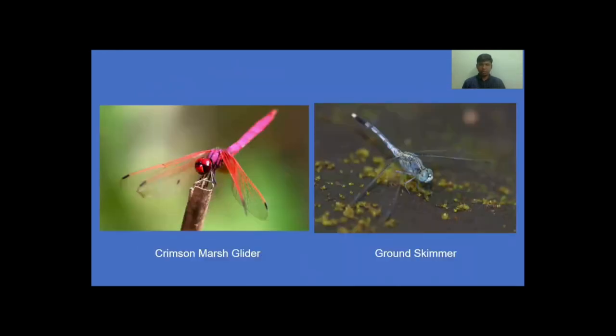Again, two other common dragonflies, crimson marsh glider and ground skimmer. I'm pretty sure most of you have seen these dragonflies. Very colorful, brightly colored. Ground skimmers are always known to sit on the ground. Crimson marsh glider, again, they prefer the running streams. And look at that, very beautiful pink color.